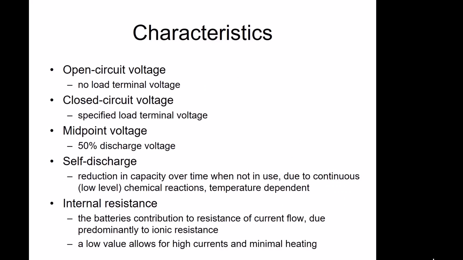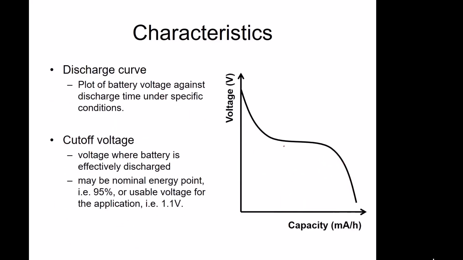The open circuit voltage is just when you do not have anything connected to the battery and you measure the voltage across it. The closed circuit voltage is when you put on a specific load across that battery and then measure the voltage. The midpoint voltage is when the battery is 50% discharged. So at the 50% level discharge, this is your midpoint voltage.